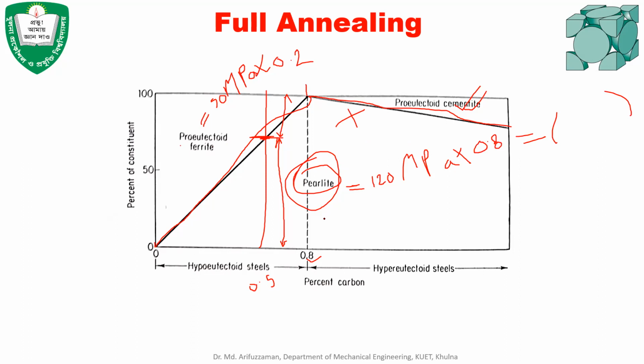So that's how we can predict: depending on how much ferrite and how much pearlite is present in the structure, you can predict the final strength of the material.